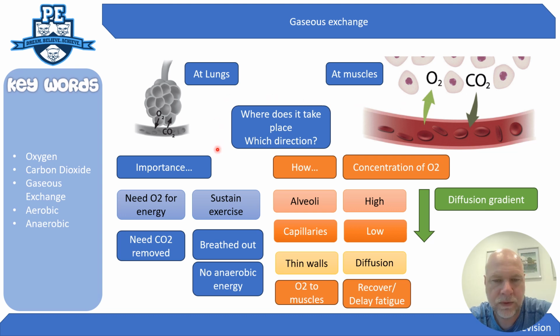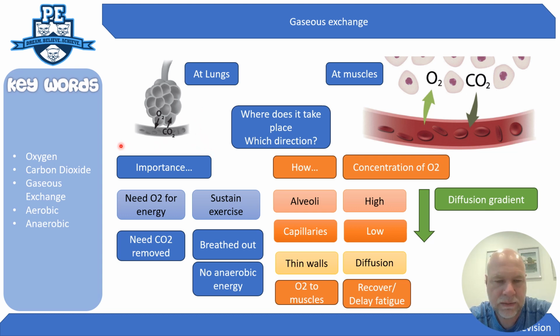So the question I've put on the board is: always think, where is this taking place and which direction are the gases moving? If the oxygen is going into the bloodstream, it's at the lungs. If the oxygen is leaving the bloodstream, it's at the muscles. Just try to remember it that way, and then carbon dioxide will be the opposite of that.